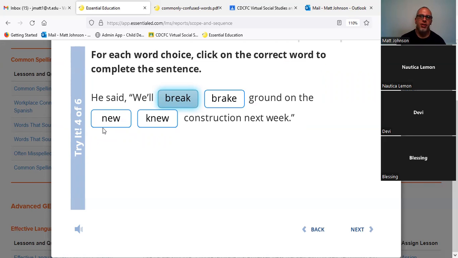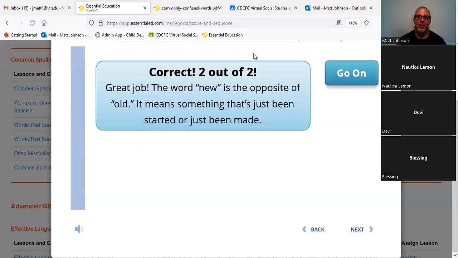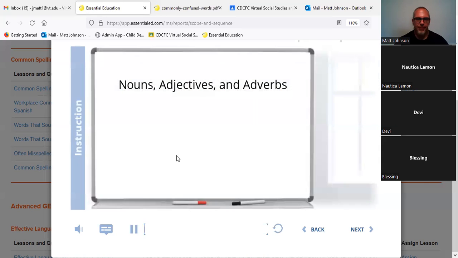New construction next week. So N-E-W. That was pretty straightforward, right? So not the past tense of know, but N-E-W. The word new is the opposite of old. It means something that's just been started or just been made. All right. A few more here, and then we'll look at the practice questions.